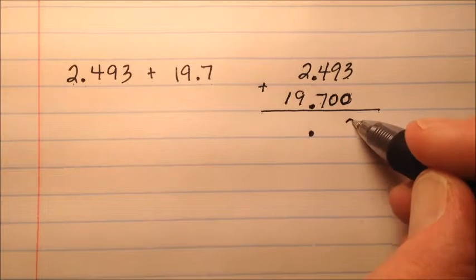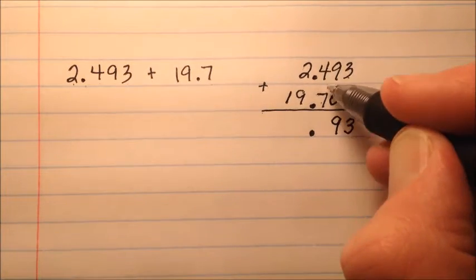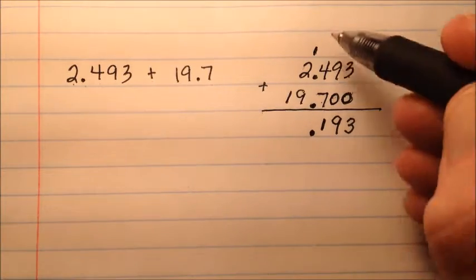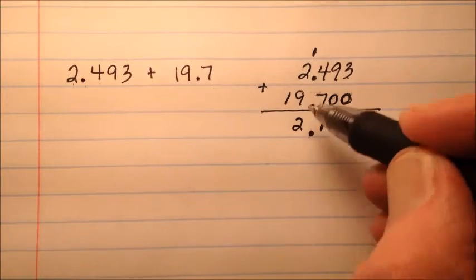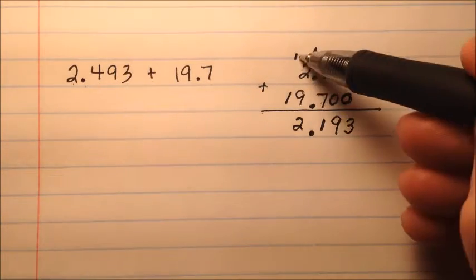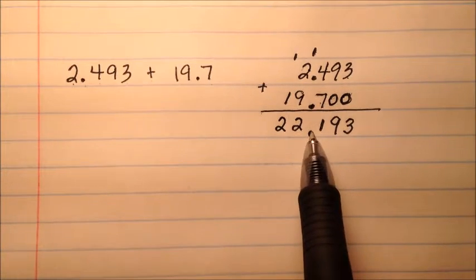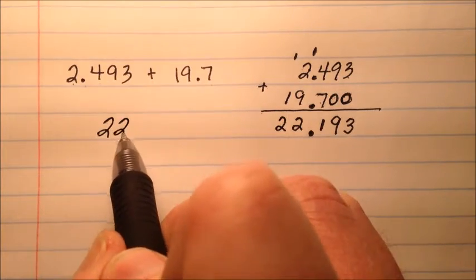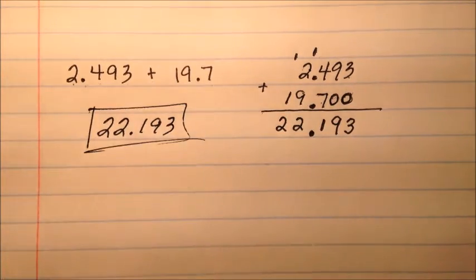3 plus 0 is 3. 9 plus 0 is 9. 4 plus 7 is 11, so I'll put the 1 and then carry the 1. 1 plus 2 is 3. 3 plus 9 is 12, so I put the 2 and then carry the 1 in the 10 spot. 1 plus 1 is 2. Okay, 22.193 when everything lines up. So I'm going to just write my answer, 22.193, just like that.